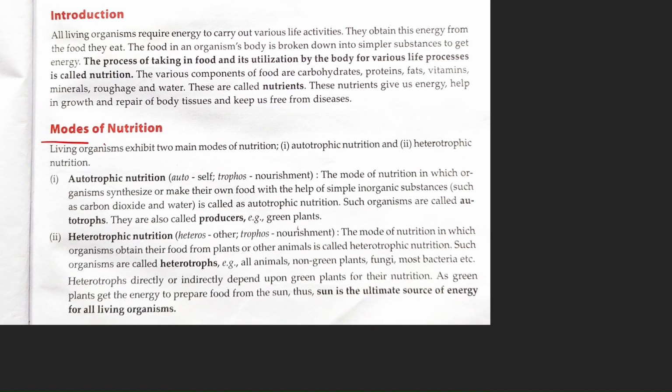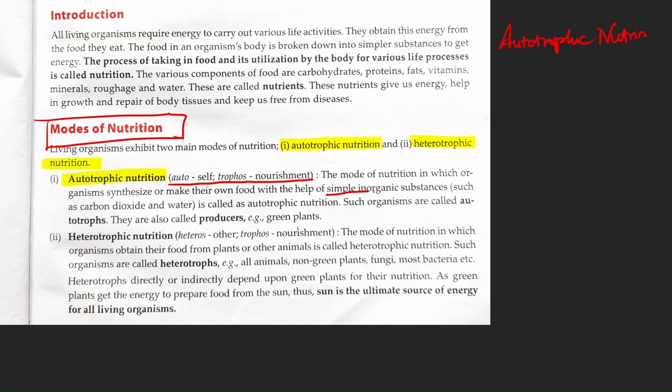Next, modes of nutrition. Living organisms exhibit two modes of nutrition: autotrophic nutrition and heterotrophic nutrition. Autotrophic nutrition: auto means self, trophos means nourishment. The mode of nutrition in which organisms synthesize or make their own food with the help of simple inorganic substances such as carbon dioxide and water, and of course the sun, is called autotrophic nutrition.